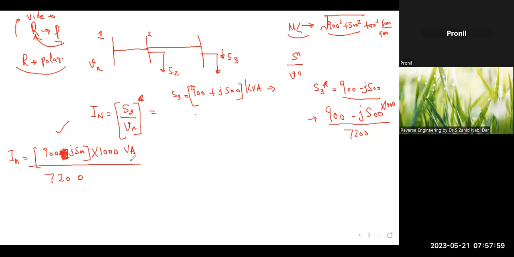On similar grounds, you should be able to do it for S3 conjugate. Once you have calculated this value, then your I23, basically you have now calculated this.